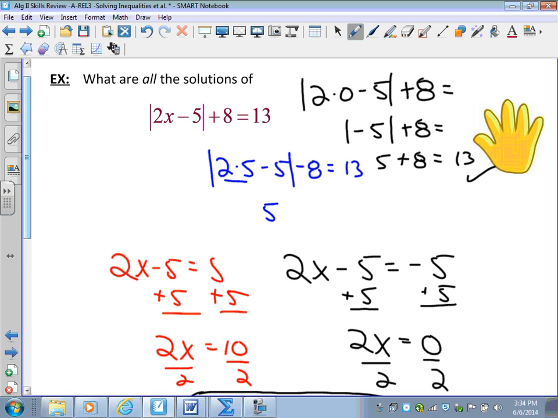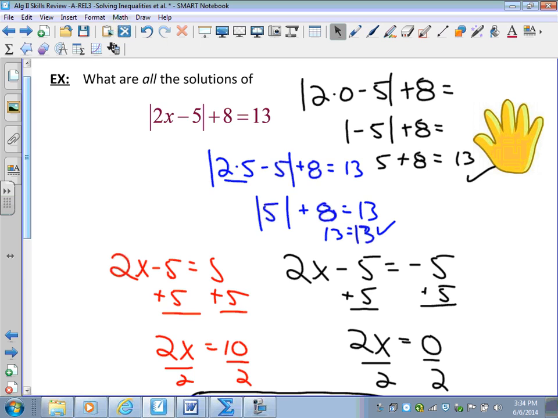I get the absolute value of 5 minus 8 equals 13. And sure enough, that's 5. Oops, excuse me, that's plus 8. So I say that's actually wrong. So I get 5 plus 8 is 13, and 13 does equal 13. So that works out. They both work out there.